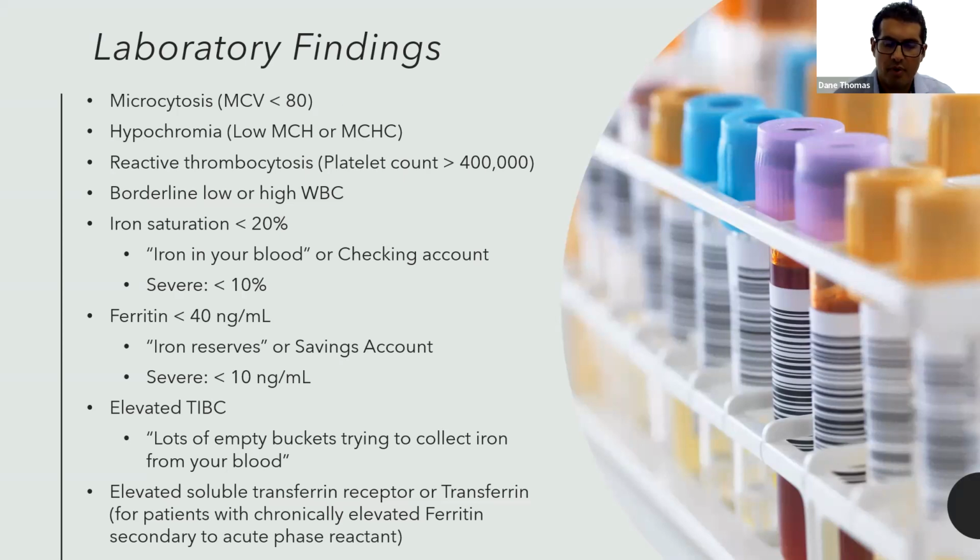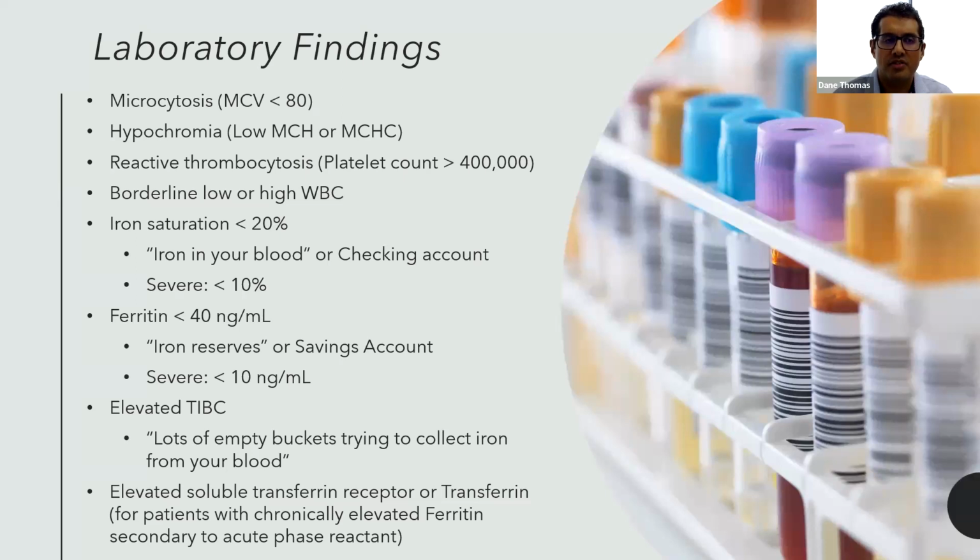So in essence, your body uses the iron in the blood, your iron saturation, to make red blood cells. And anything left over gets stored as ferritin, or your iron reserves. So just like in our checking account, anything left over should be put into savings for a rainy day. And our body does the same thing with iron in the form of ferritin.